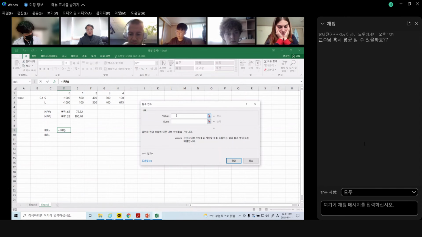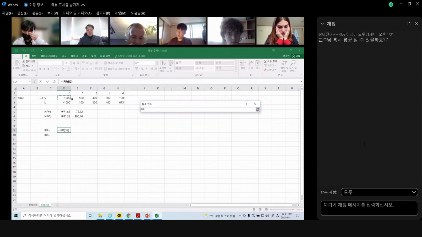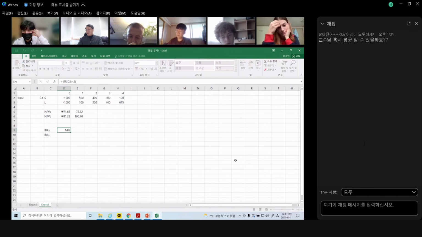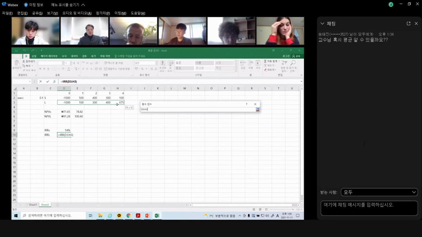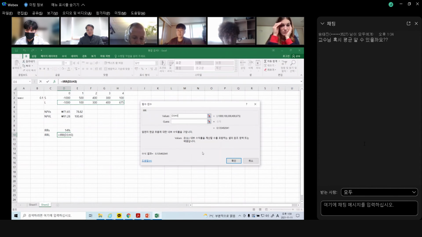IRR, value: click the zero cash flow as of today, and then just drag across all the cash flows. That's it. Wow, so simple, right? For IRR, click the first cash flow, the cash flow at time 0, and just drag. That's it.